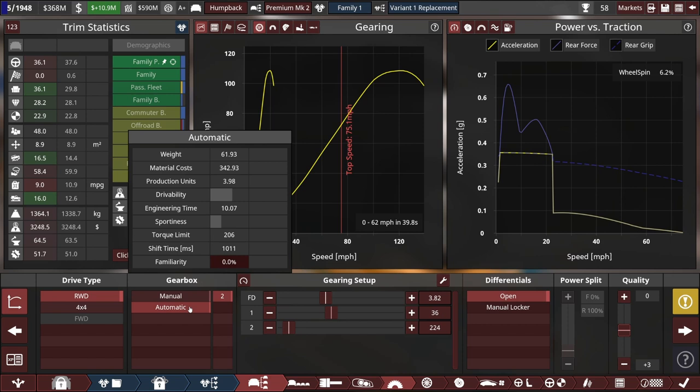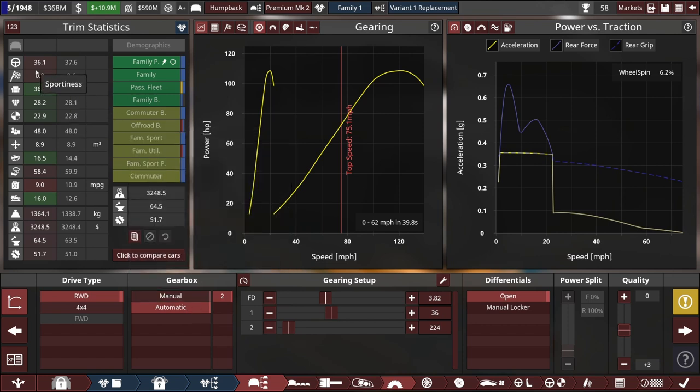Ooh, automatic transmissions. They're gonna love these. Our sportiness is completely gone. Not that it was good before, but it's now at zero. Our comfort's gone up by 6 points, and that's great. And we also need to fix the gearing.